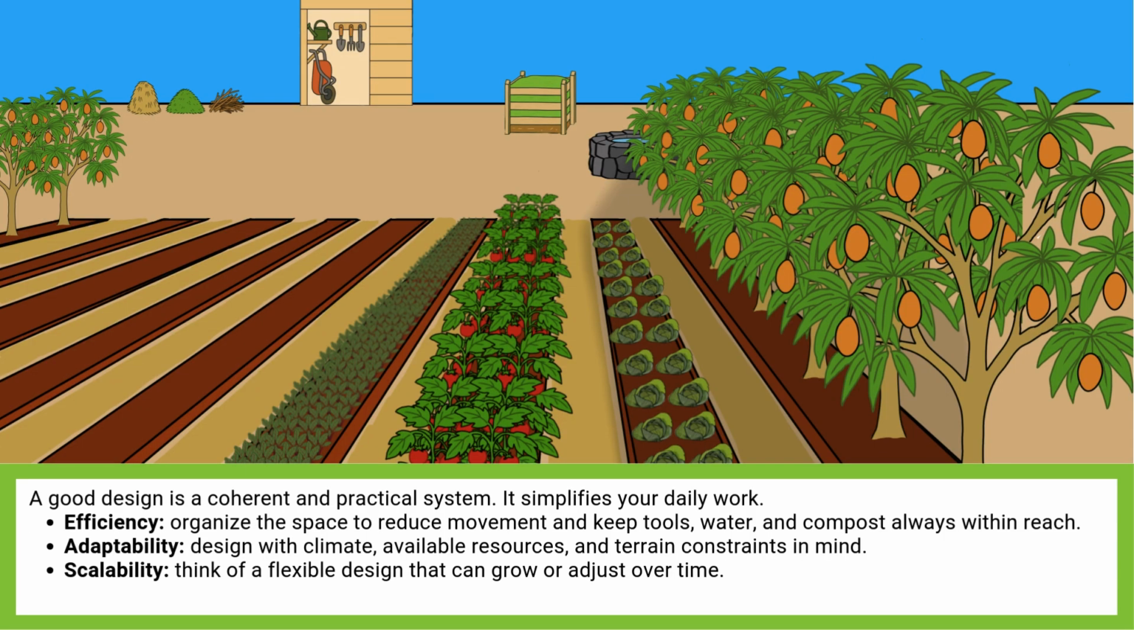A good design is a coherent and practical system. It simplifies your daily work. Efficiency. Organize the space to reduce movement and keep tools, water, and compost always within reach. Adaptability. Design with climate, available resources, and terrain constraints in mind. Scalability. Think of a flexible design that can grow or adjust over time.